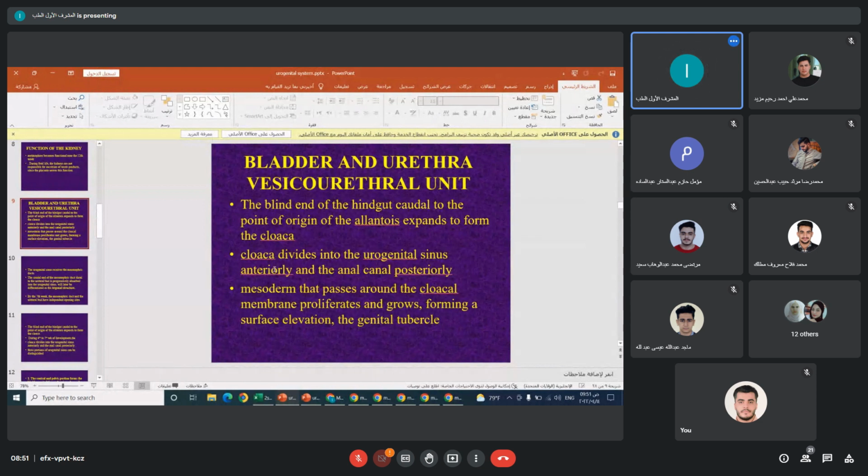anteriorly and posteriorly. What is the genital tubercle? It is an elevation. Where is it? Around the cloacal membrane. It originates from proliferation of the mesoderm. So the mesoderm around the cloacal membrane proliferates, forming an elevation called the genital tubercle. The genital tubercle is an elevation formed by proliferation of mesoderm around the cloacal membrane.